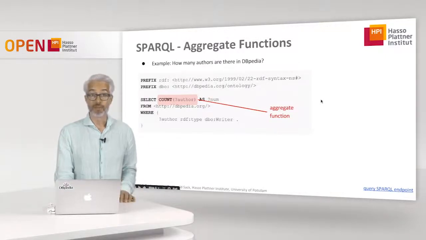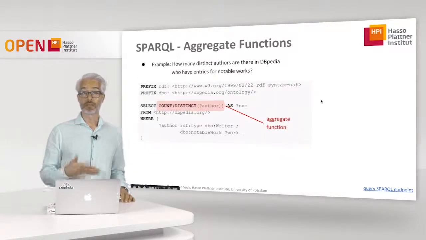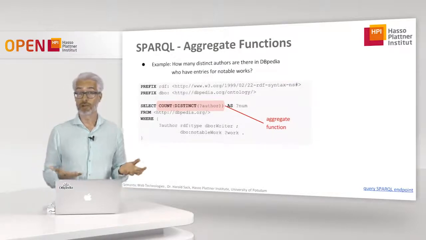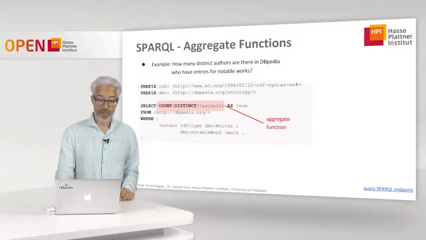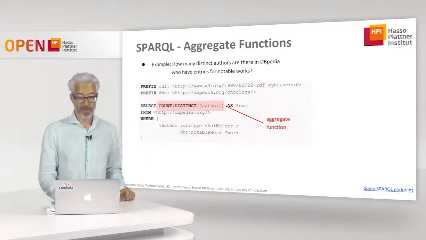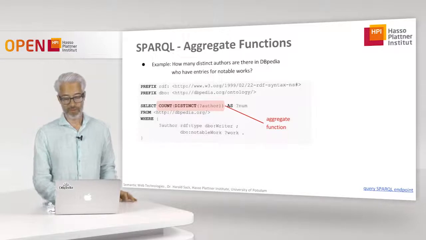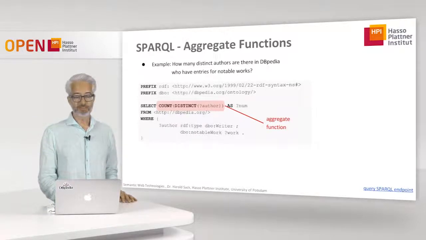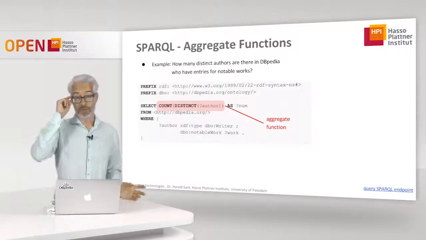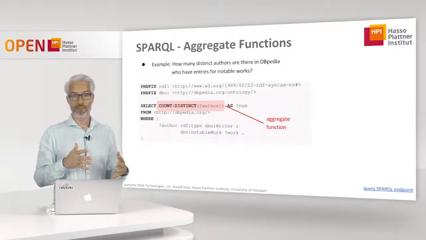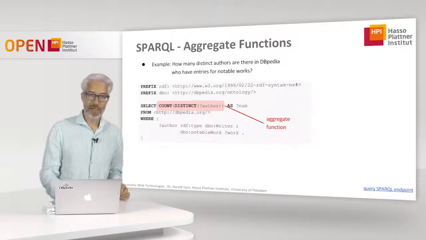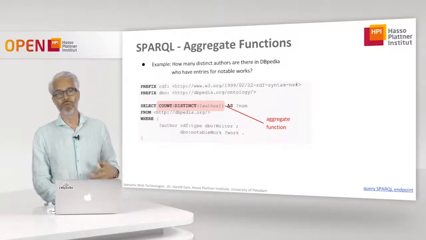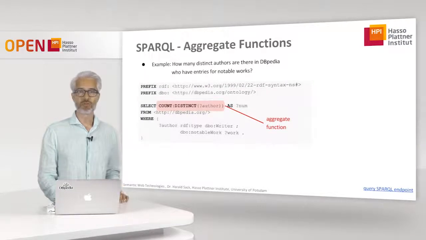Okay, what else can I do besides simply counting the results? Sometimes it's interesting only to count results that differ, so to exclude redundancy. Here we have an example where we try to find out how many distinct authors there are in DBpedia who have entries for notable works. Usually, of course, an author may have many notable works. So in this kind of query, there can be more than one resulting line for one author. So you have to restrict this, and you do it in the following way.